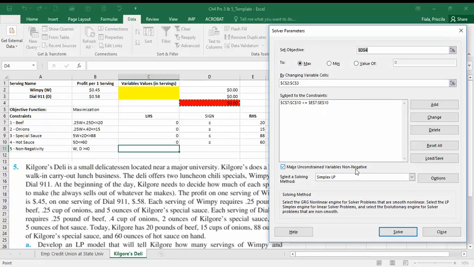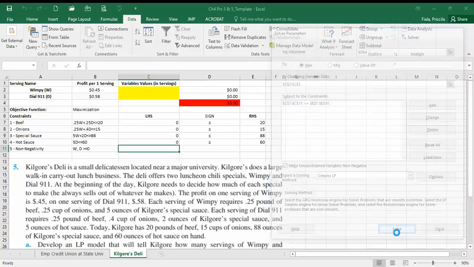Make unconstrained variables non-negative, so all your variables are non-negative. W plus D is higher or equal than 0. You don't need to, let's just leave it and make unconstrained variables non-negative. And right here, you leave it as Simplex LP, which I told you is the one we're using for this class. And then we're going to hit solve and hope that it gives us a solution.